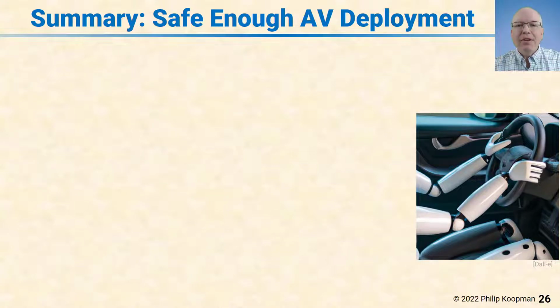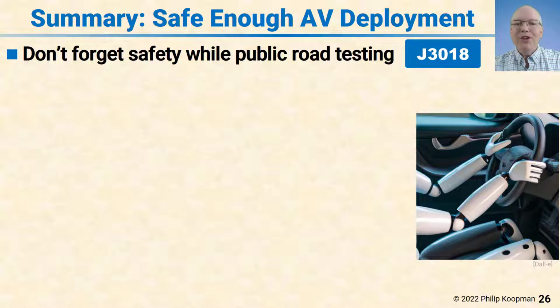Wrapping up, let's go back all the way up to the big picture of how safe is safe enough. Well, you need to be safe enough to deploy, and that's going to have to address the following factors. By the way, don't forget safety while you're public road testing. SAE J3018 is a standard for public road testing safety that everyone should be following. And the decision to do road testing is also a kind of deployment decision.